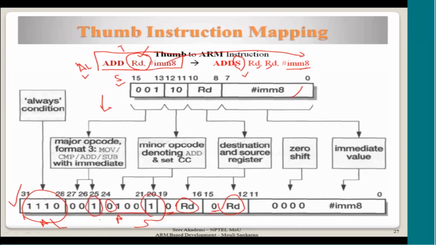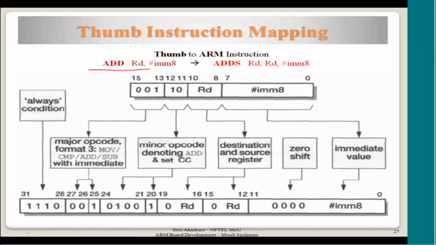Okay, and the Rd is written this way, and then the immediate operand. One more operand is additional, the third operand is the immediate operand. So you can see that any instruction in the thumb state maps to an equivalent ARM instruction. That is what you should remember. Fine. This is how it is done.